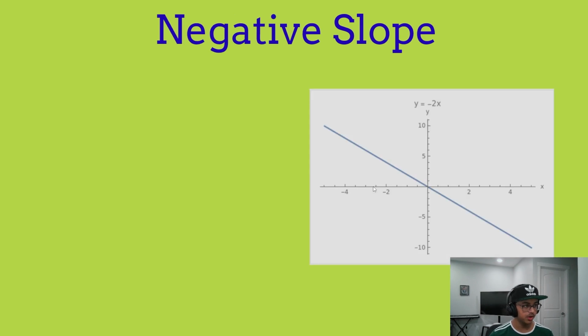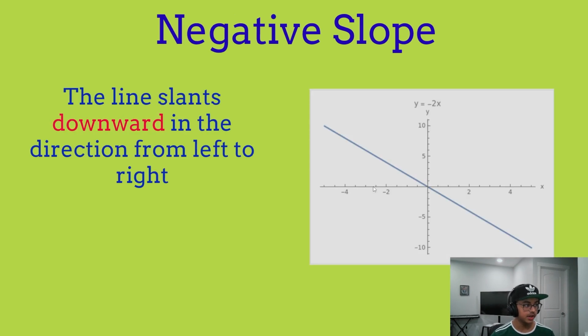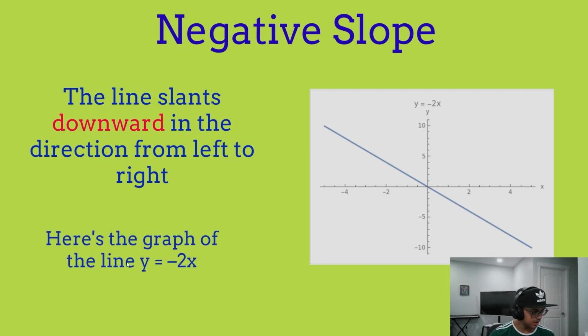Now let's talk about what a negative slope is. A negative slope is any line that slants downwards in the direction from left to right. So you can just say it's the opposite of a positive slope. And this graph is specifically meant for y is equal to -2x.